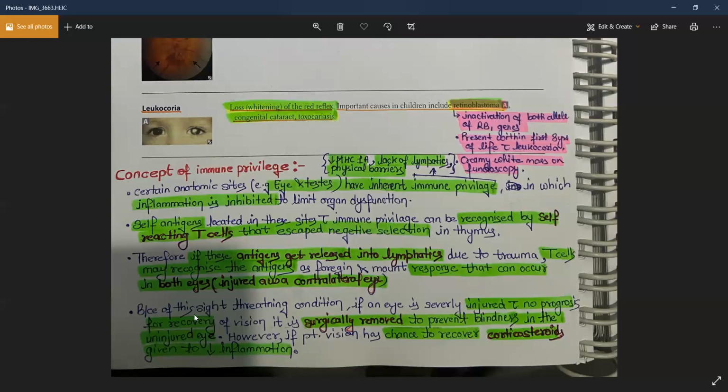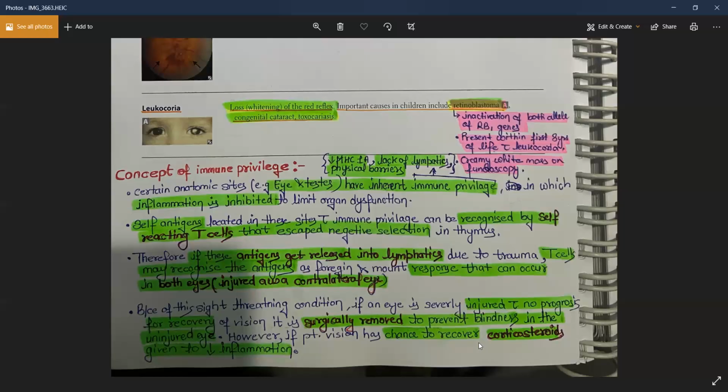So in a scenario when the eye is severely injured and the patient has no prognosis for recovery, you will have to surgically remove the eye to prevent blindness in the uninjured eye. However, if the patient has a chance of restoring the vision, in that case you have to give them corticosteroids to prevent the blinding, to prevent the inflammation against the eye.